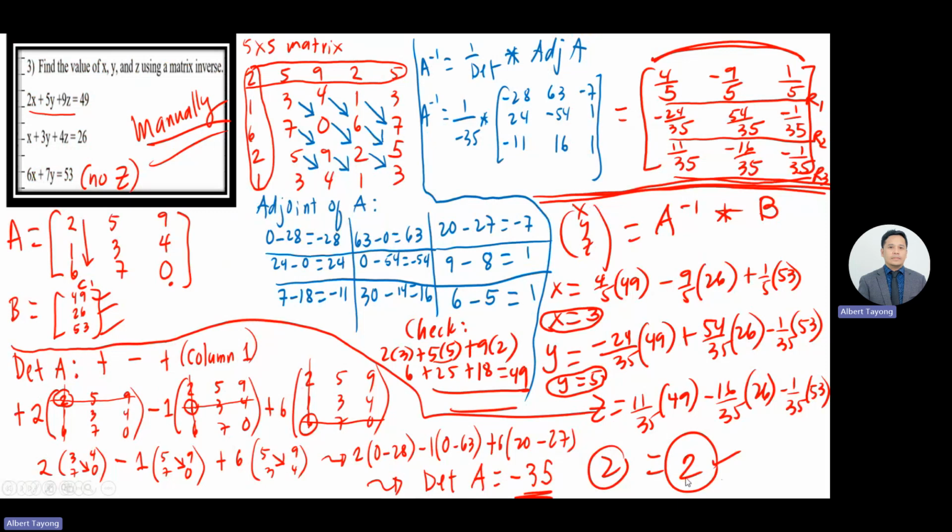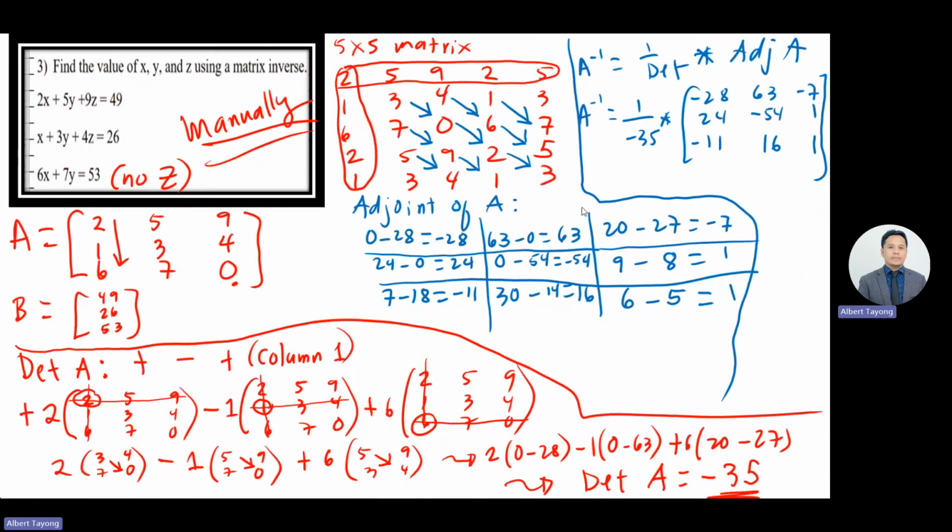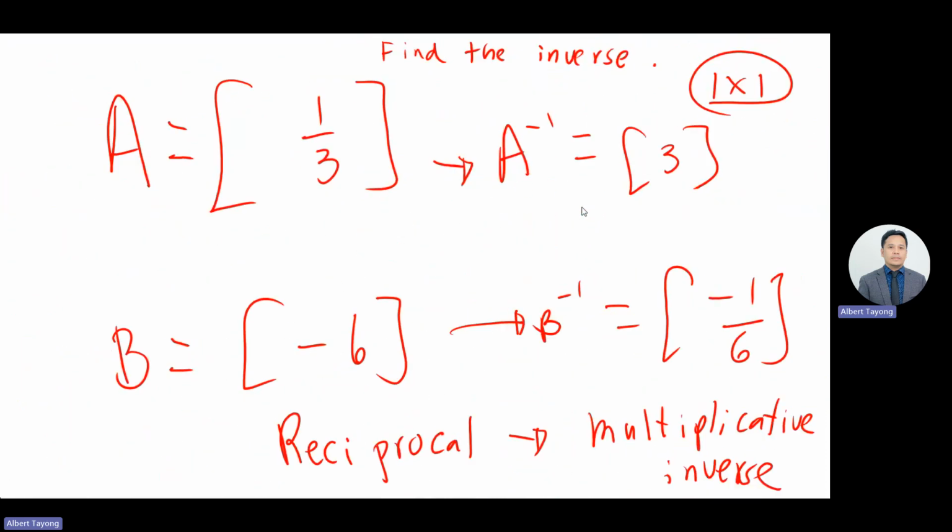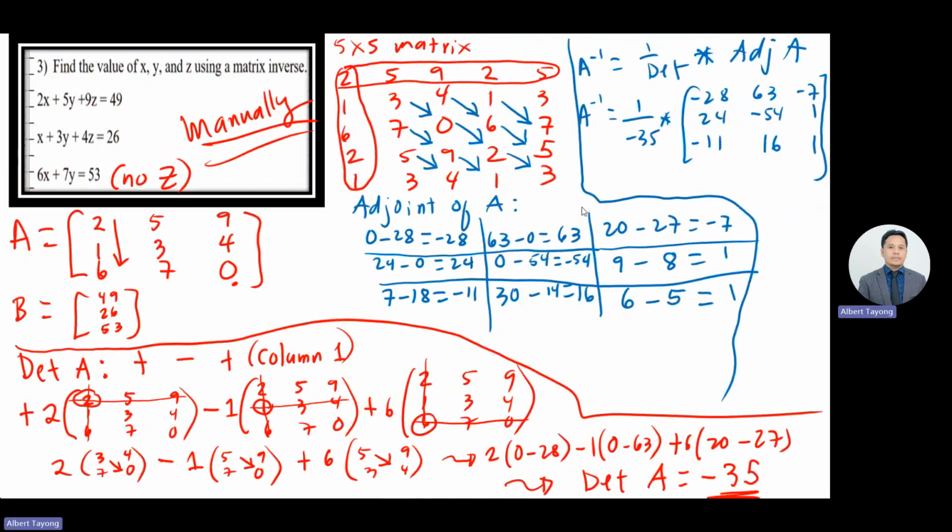So basically what I have shown today actually are the manual methods and the solving process using the software, using MS Excel. So I hope you learned something. We have here inverse of 1 by 1, 2 by 2, 3 by 3, and we're able to solve a problem by finding the values of x, y, and z using a matrix inverse.